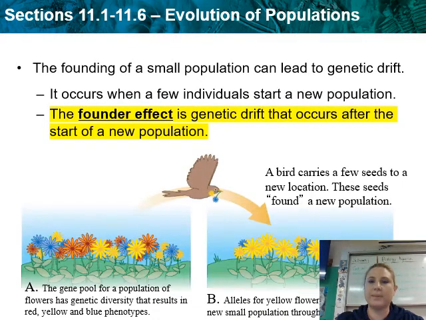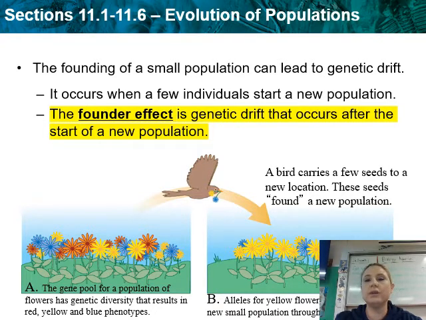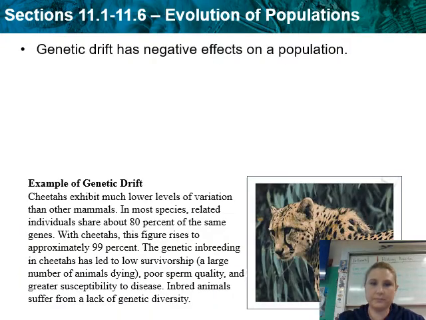Founding of a small population can also lead to genetic drift. It occurs when a few individuals leave an area and start a brand new population somewhere else. The founder effect is genetic drift that occurs after the start of a new population. Again, there are not many genes available in that new population. There are only a few individuals, so it's low diversity.